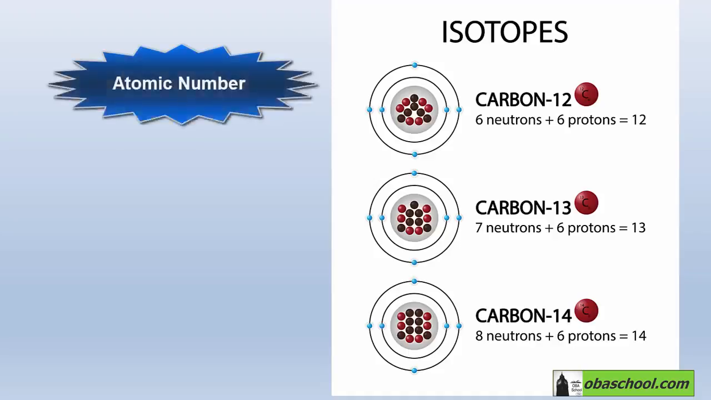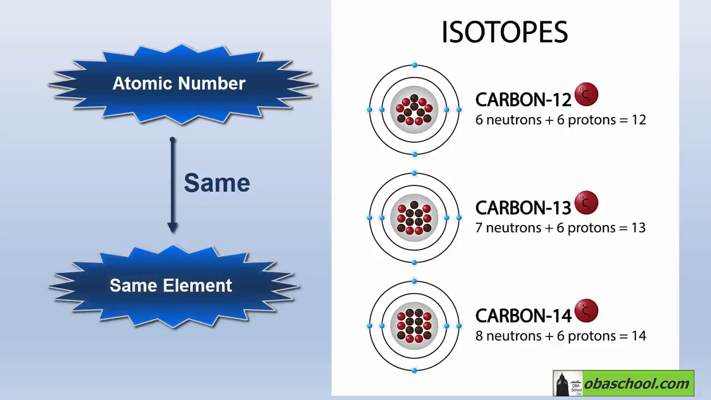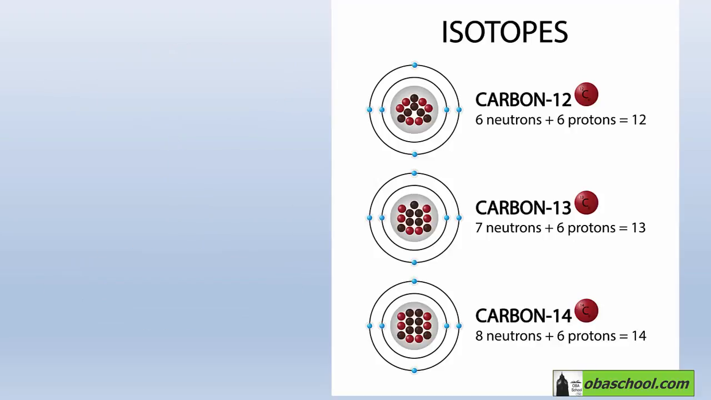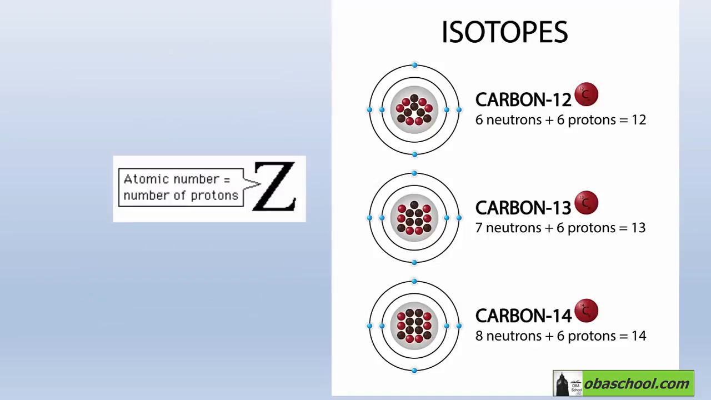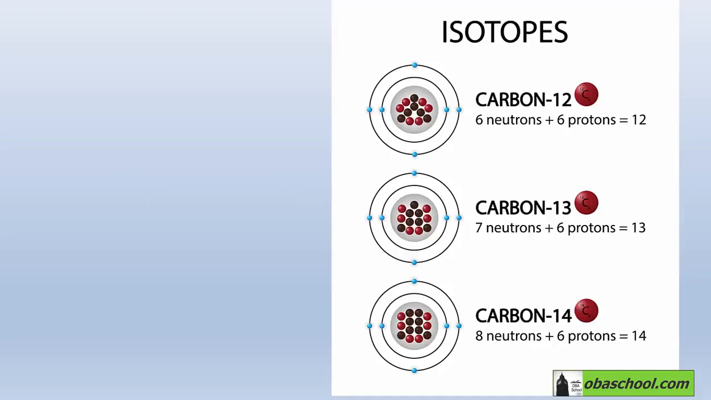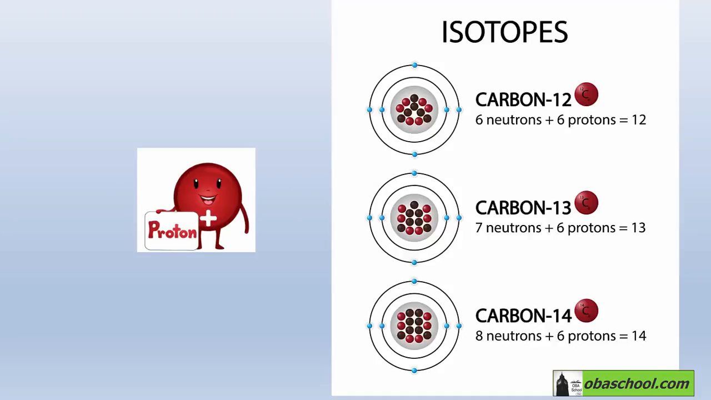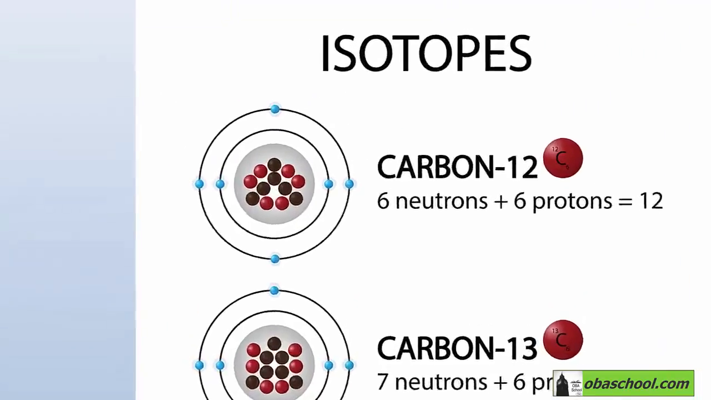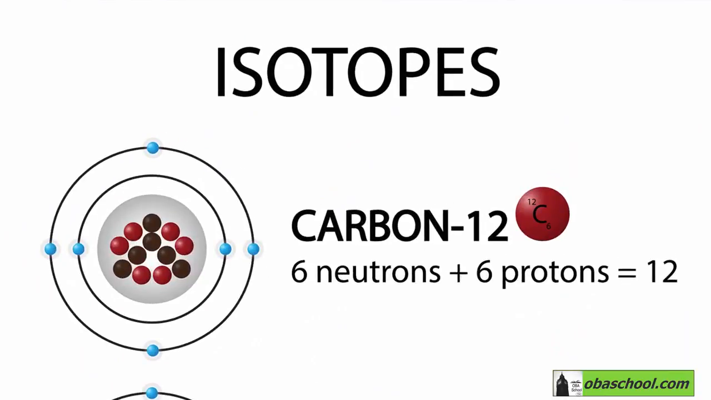We will look at the atomic number of each of these atoms, and if they have the same atomic number, then they are atoms of the same element. And as we have seen before, the atomic number is the number of protons inside the nucleus. So let's check the first one. So protons are the red particles. Let's count them. In the first one, we have 6 protons.